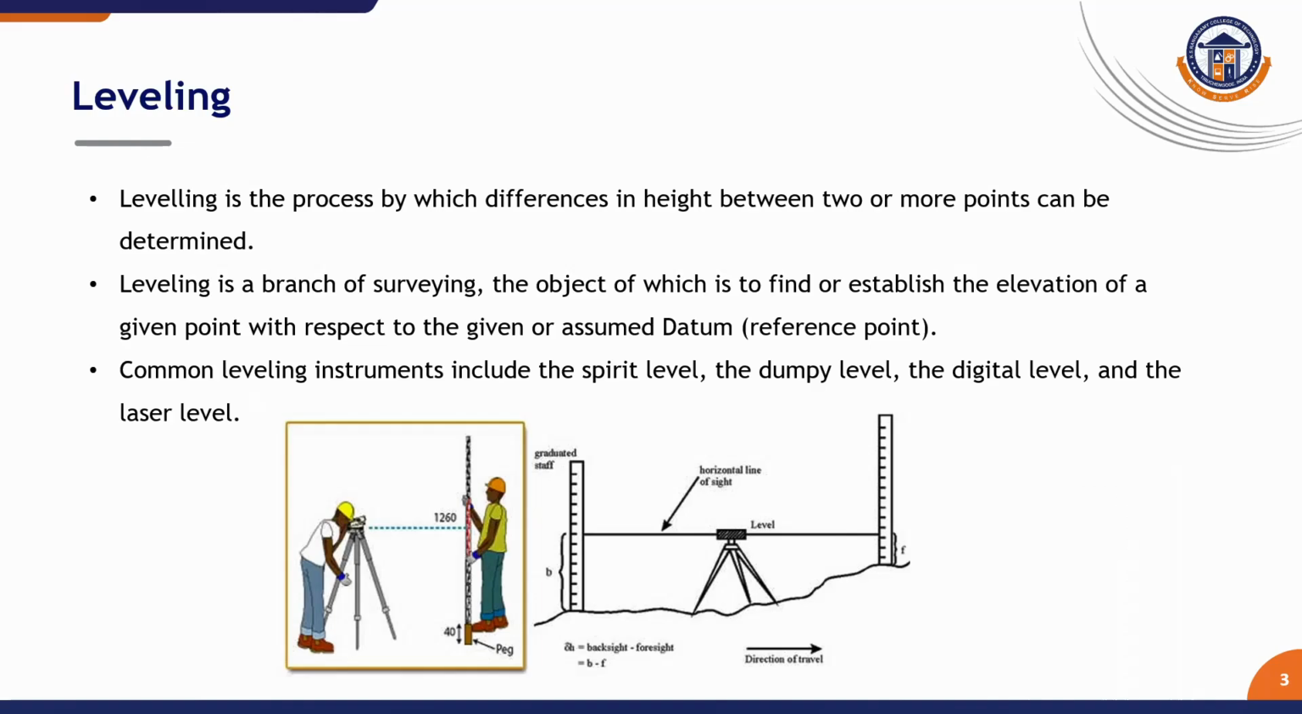Let's begin by defining leveling. It is a fundamental branch of surveying whose primary object is to determine the elevation of a given point with respect to a known or assumed datum, which is a fixed reference point. In simpler terms, it is the process of finding how much higher or lower one point is compared to another. Common instruments that make this possible include the split level, the dumpy level, the digital level, and the modern laser level.